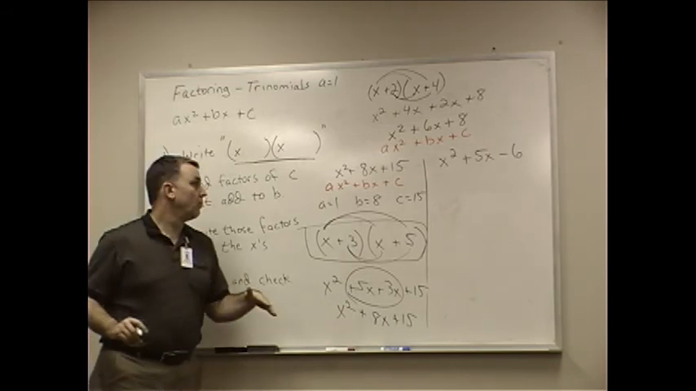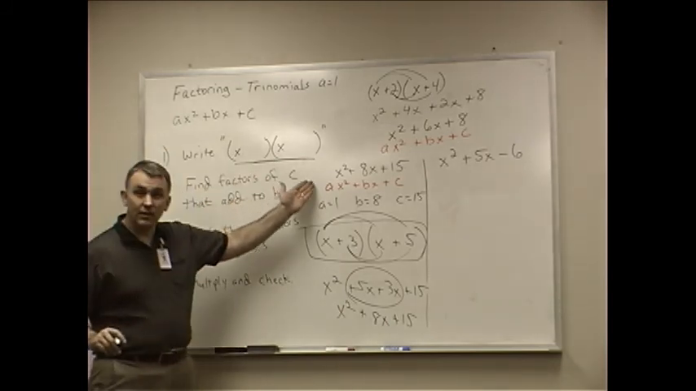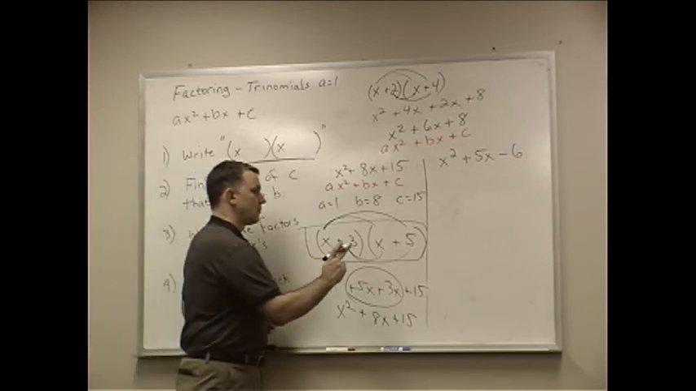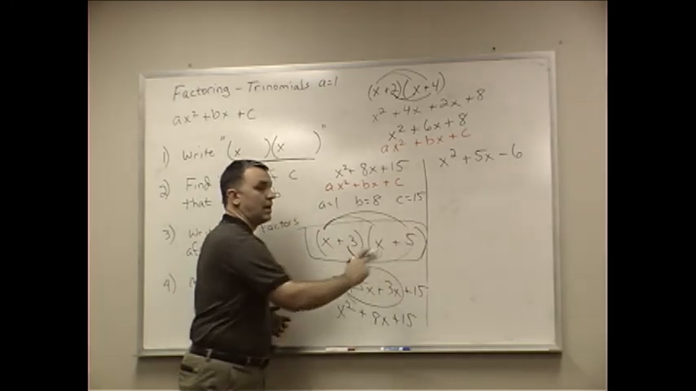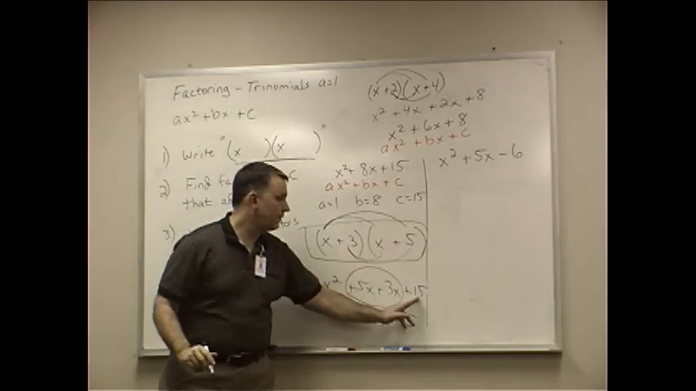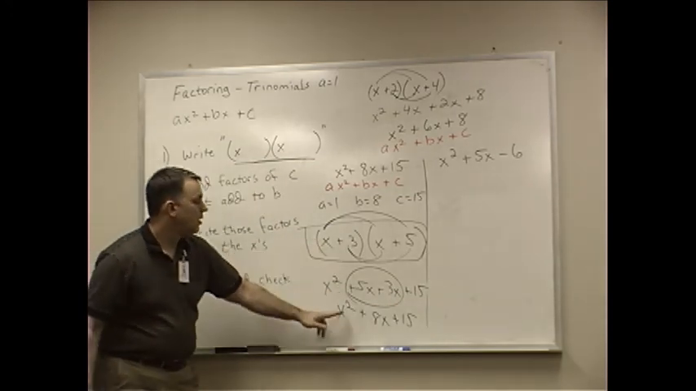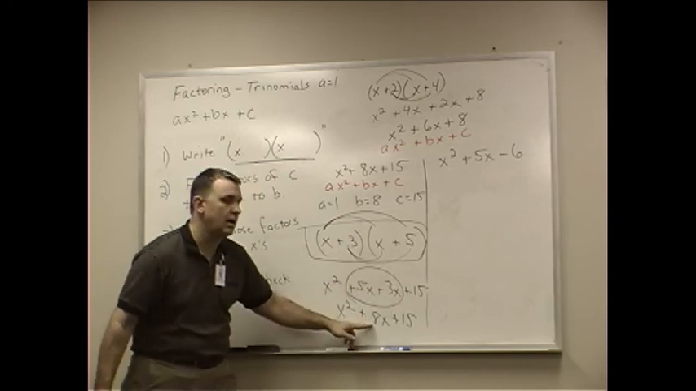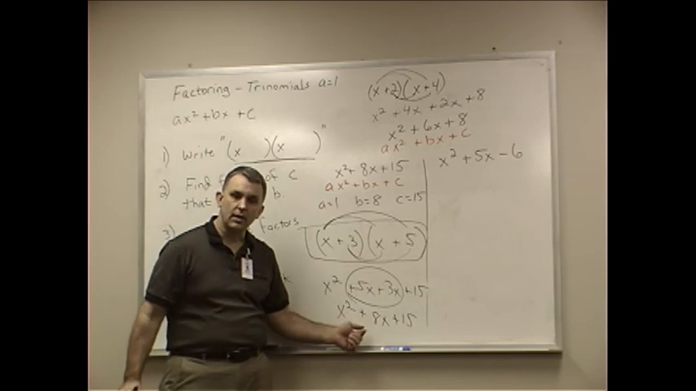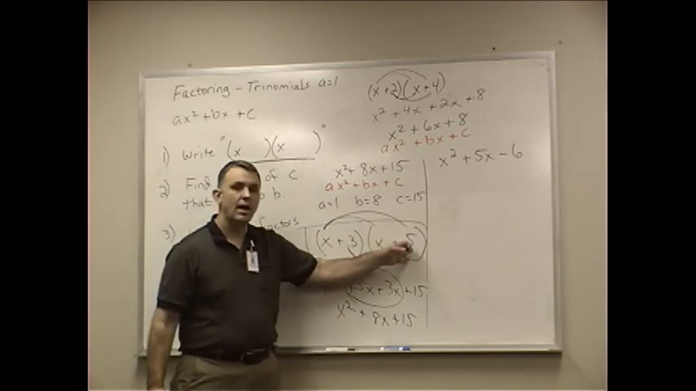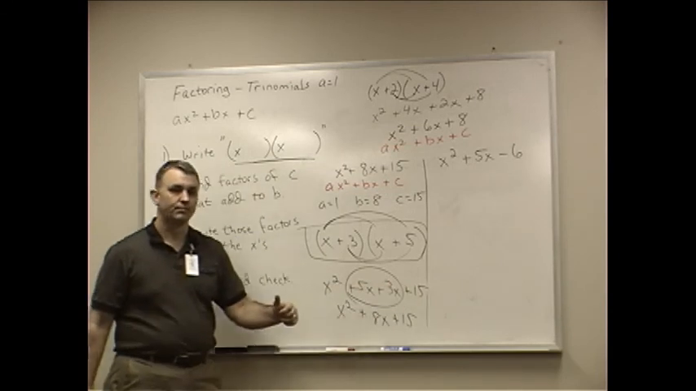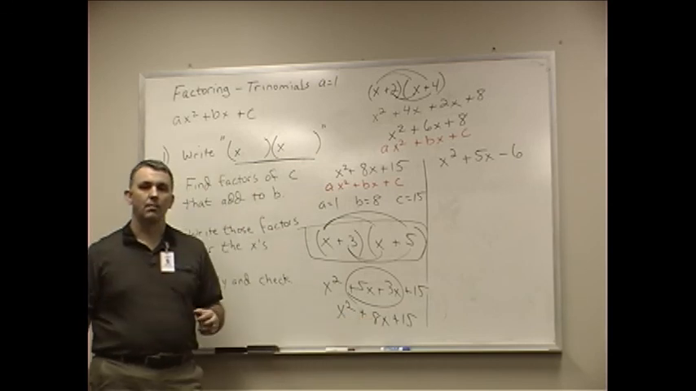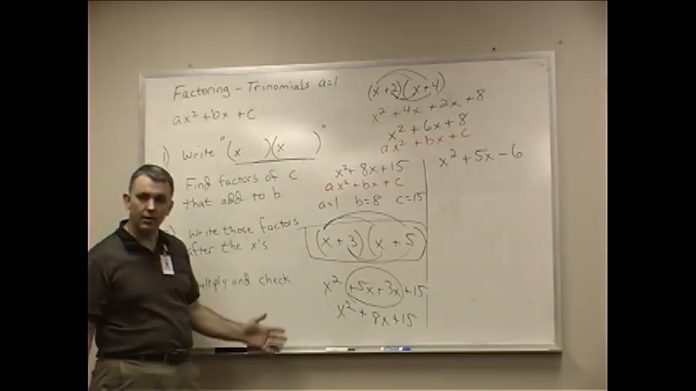Now some people say, why are we finding factors of c that add to b? That seems a little crazy. Well, think about it. 3 times 5 is 15. With 5x and 3x, what did we do with the 5 and the 3 to get the middle term? We added them. We multiply these numbers to get the last term, and we end up adding these numbers to get the middle term. That's why we follow this process.